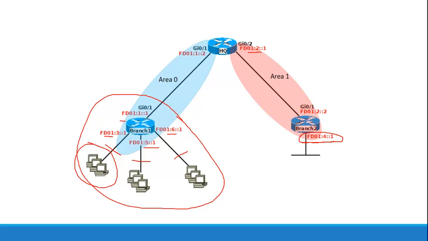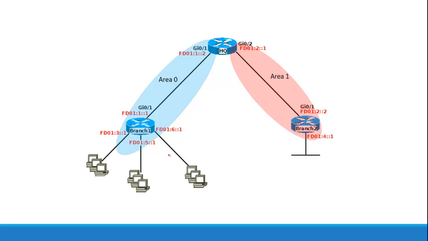Let me erase the ink from the slide and give you a second. So here's what we're working with: two areas, area 0 and area 1. HQ will be our area border router between 0 and 1. So let's go ahead and configure. Like I said, IPv6 addresses are already configured. Actually, I configured IPv6 addresses everywhere and I configured IPv6 routing, so routing is done here and routing is done here.